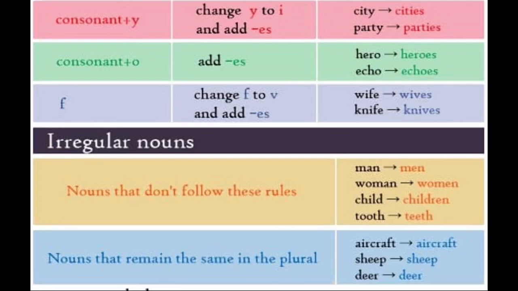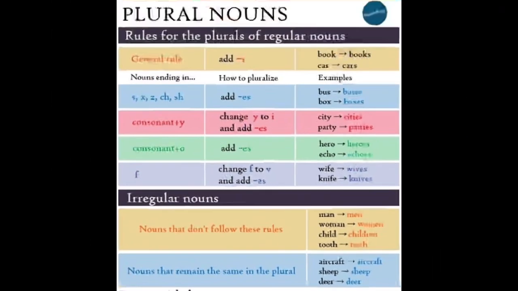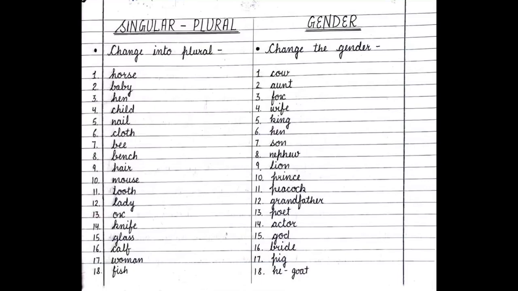For example, aircraft. It remains aircraft. Sheep remains sheep. Deer remains deer. Hare remains hare. Fish remains fish. Alright? Just remember them. Now, this is the worksheet of singular plural. Just read all the words carefully, apply the rules and write their answers.